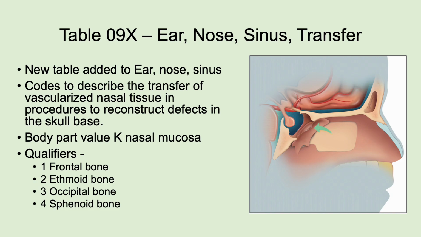Okay, the next table is ear, nose, and sinus, and this is a transfer. It's table 09X. So this is a completely new table. This describes the transfer of vascularized nasal tissue in procedures to reconstruct defects in the skull base. The body part value is K, nasal mucosa. This is a pedicle to reconstruct defects in the skull base. The qualifiers are frontal bone, ethmoid bone, occipital bone, sphenoid bone. So this is a transfer.